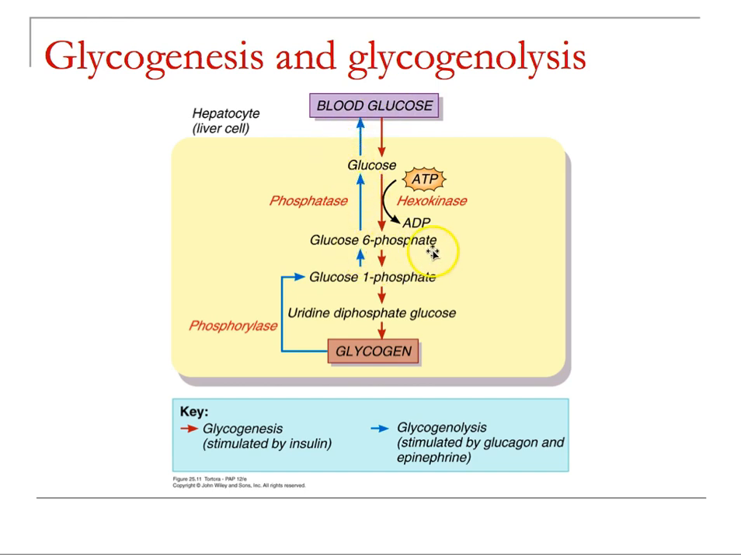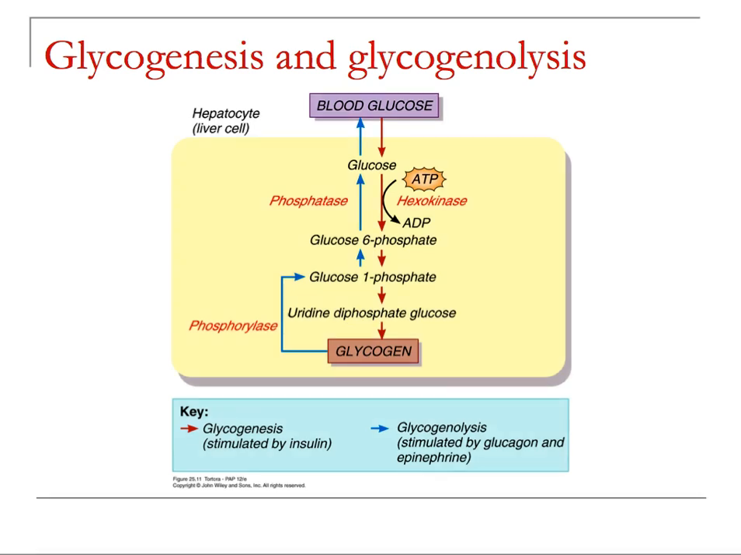Remember, we phosphorylate it to make sure it doesn't leave. It's then converted into glycogen by making glucose 1-phosphate, which is converted into uridine diphosphate glucose. Don't worry about this part here. Just remember it's phosphorylated, and then it's converted into glycogen. What is important to worry about here, though, right?